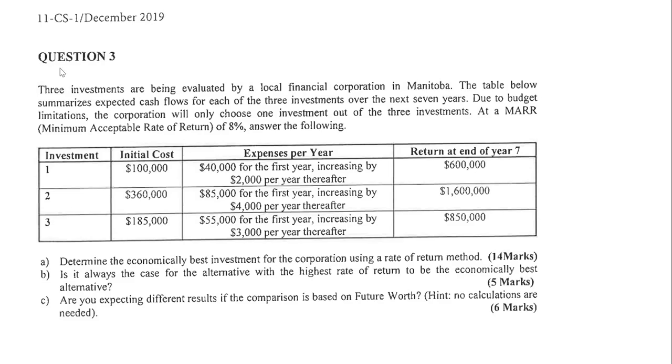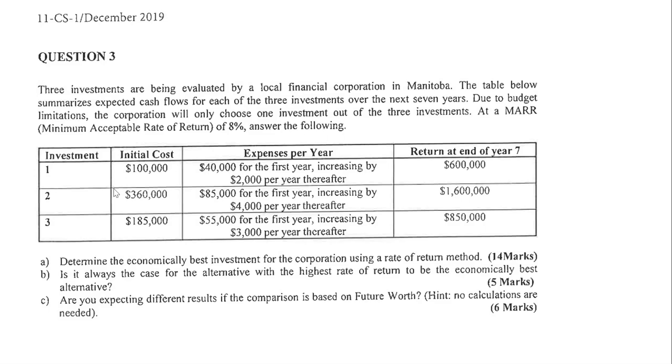In this session, we are going to solve question number 3 of the December 2019 Engineering Economics PENG exam in Canada. The question is as below. We have 3 investments. The table below summarizes the expected cash flow for each of the 3 investments over the next 7 years. Due to the budget limitation, the corporation will only choose one investment out of the 3 at a minimum attractive rate of return of 8%.